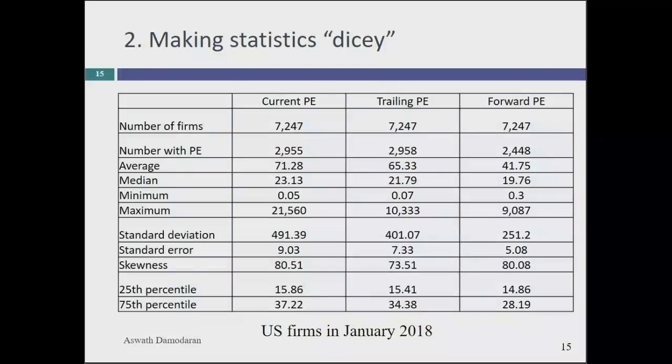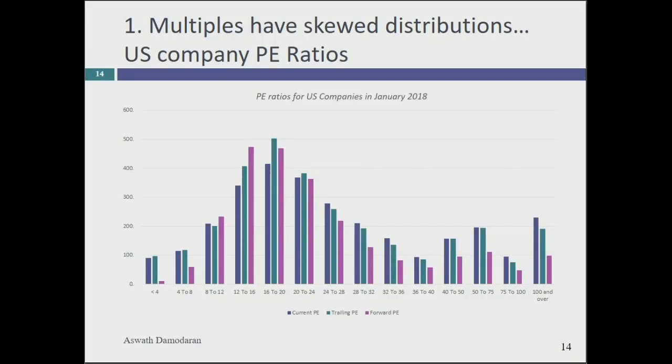So let me start with a distribution that I put up at the start of every year, where I take all US stocks and I compute the trailing PE, the current PE, and the forward PE for every single stock. Then I put up a histogram. No rocket science. I just count the number of stocks with PE ratios less than 4, 4 to 8, etc. That is the distribution for US stock PE ratios at the start of 2019.